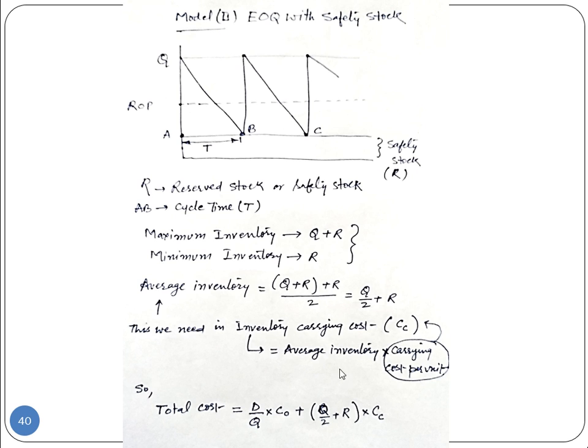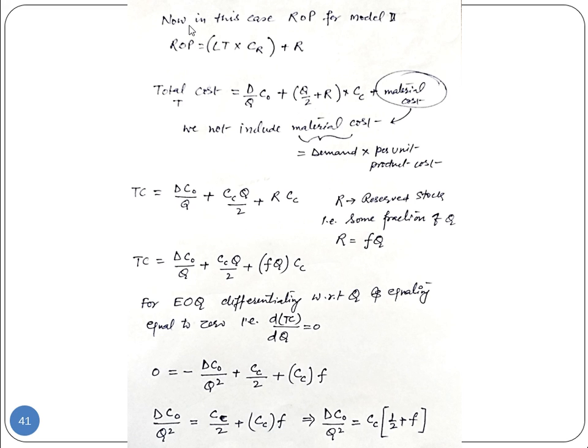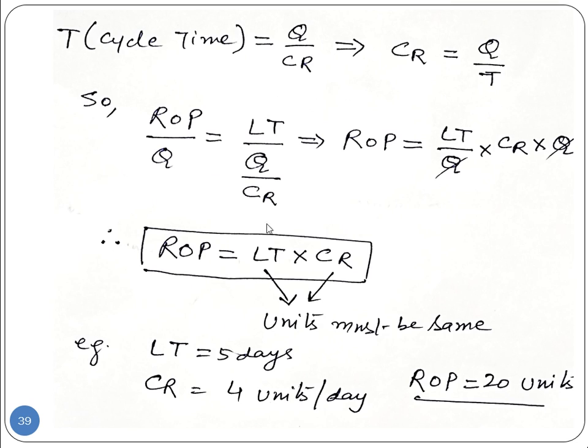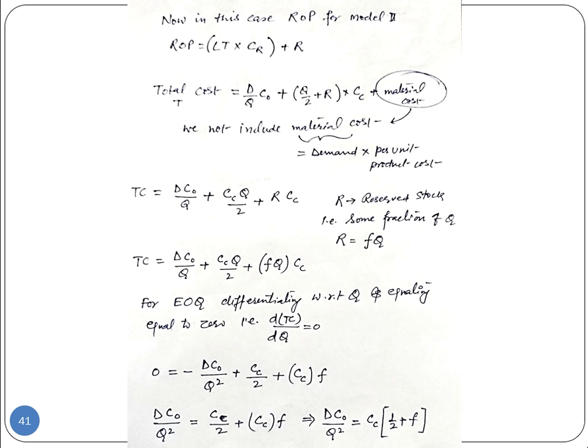Now next we are going to find the R value, the reorder point. What is the reorder point? That is the lead time into the consumption rate. We know this formula; this is how we get the formula from the cycle time. Reorder point is the lead time into the consumption rate. When you place the order, that means at this level you also have some reserved stock.